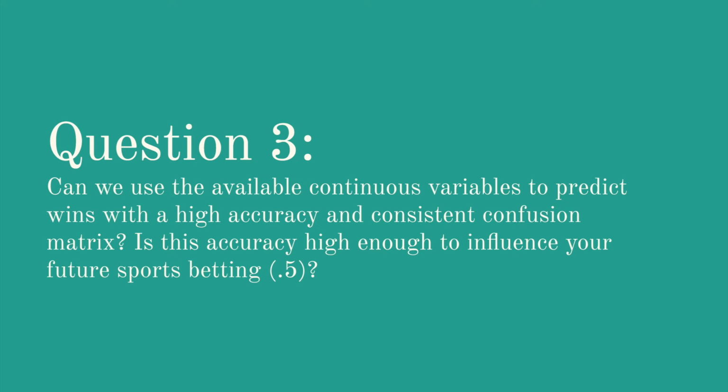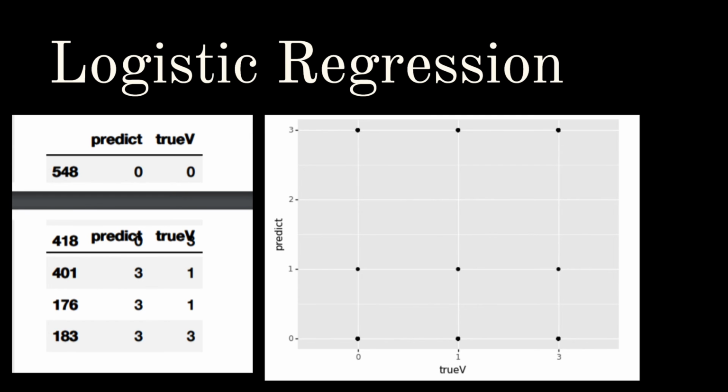So going into our last question, can we use the continuous variables that we have available to us to predict wins? And is the accuracy high enough to influence sports betting, which is a higher than like a 0.5? We realized, long story short, this is not true. These models weren't very good. I tried using logistic regression to pick out wins, draws, or losses, and obviously did not do very well. Actually had a negative R squared.